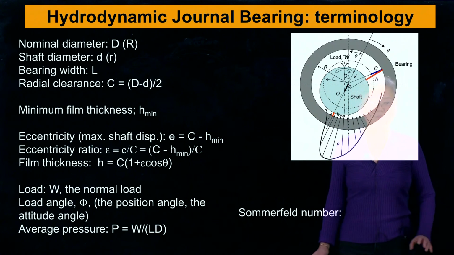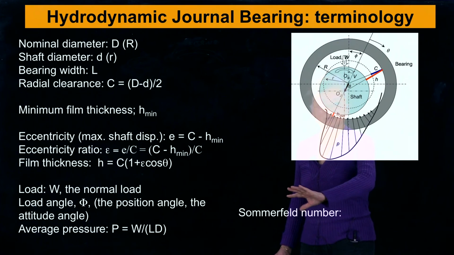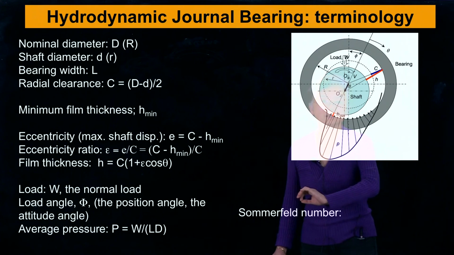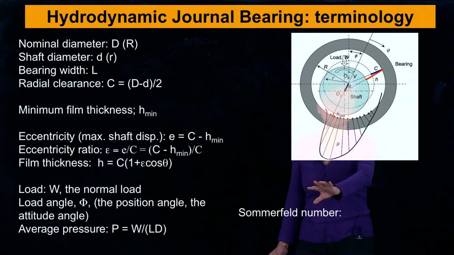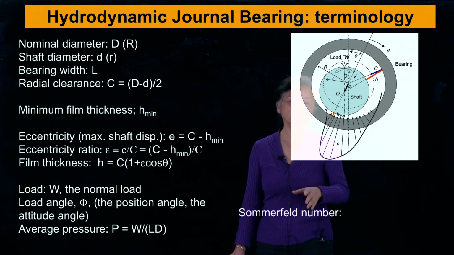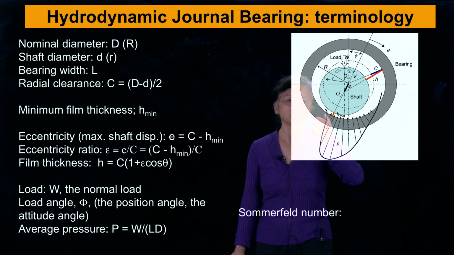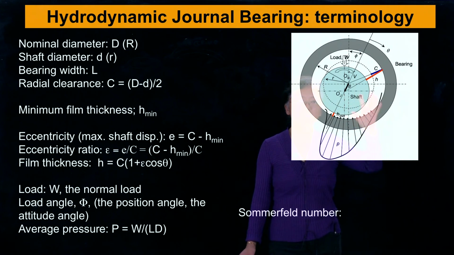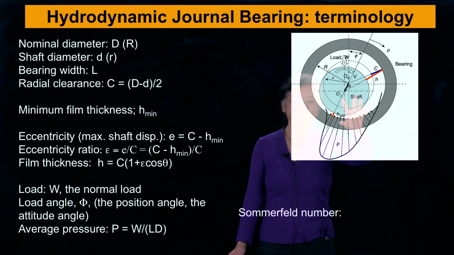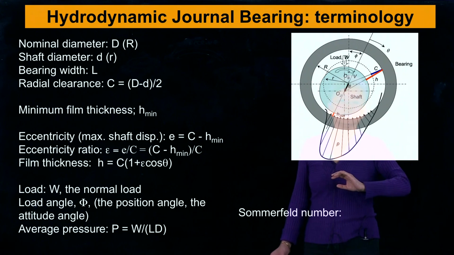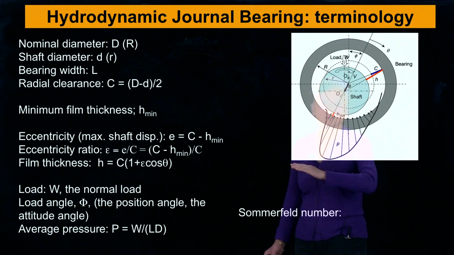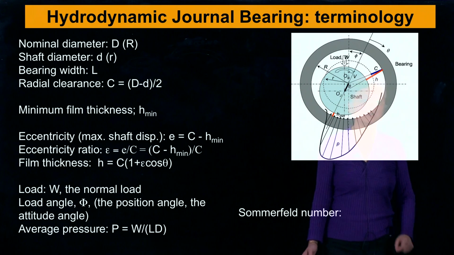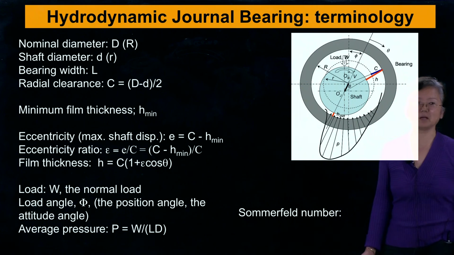Another very important thing is the Sommerfeld number. Basically this number is named after the mathematician who provided the first analytical solution to journal bearings, that is, when the bearing is infinitely long. The Sommerfeld solution is not widely used today. However, the Sommerfeld number is widely used as an indication of load, or as a load parameter.